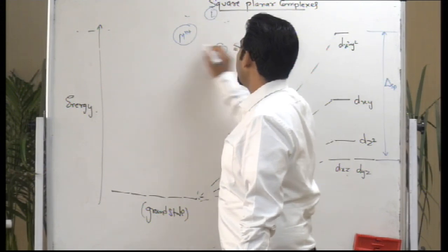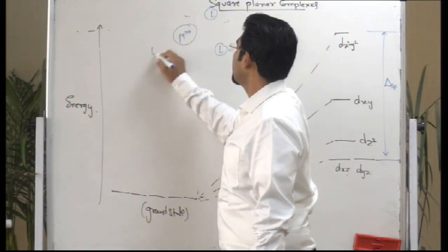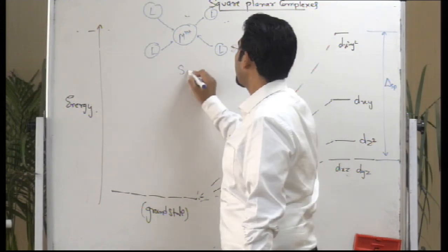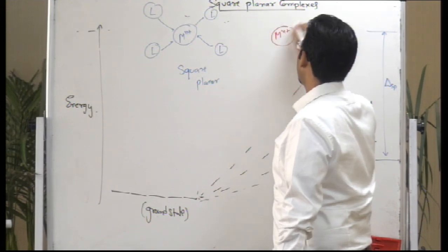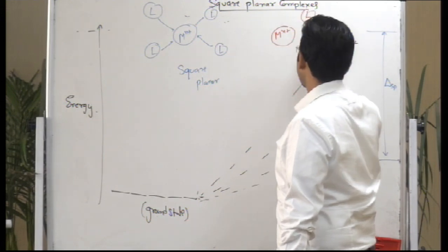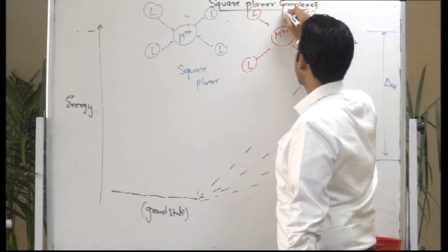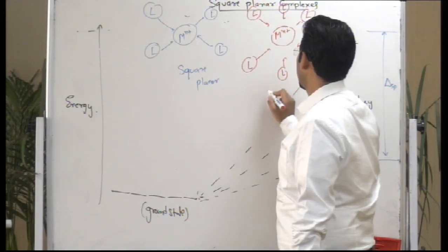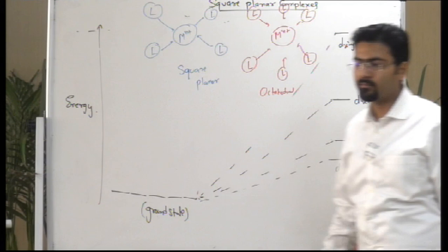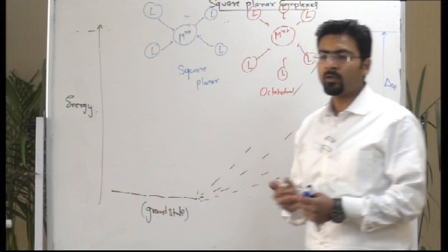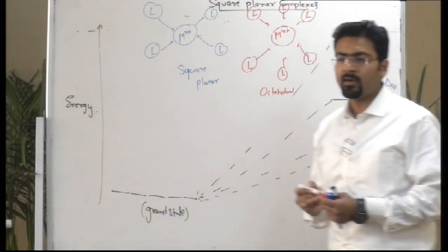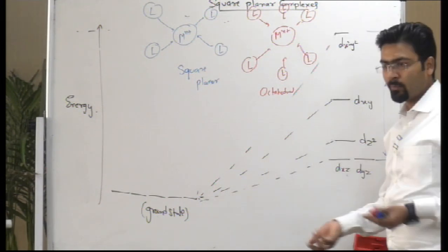One is that I have 4 ligands forming a square planar geometry, right? Another case is that I have the same metal ion, the same ligands, but they're forming octahedral geometry. Same ligand, same metal ion, right? Because square planar is quite similar to octahedral, or maybe you can say a derivative of octahedral. Why? Because for example, if I remove these two ligands, it will form a square planar geometry. This is something which we have studied in chemical bonding also.